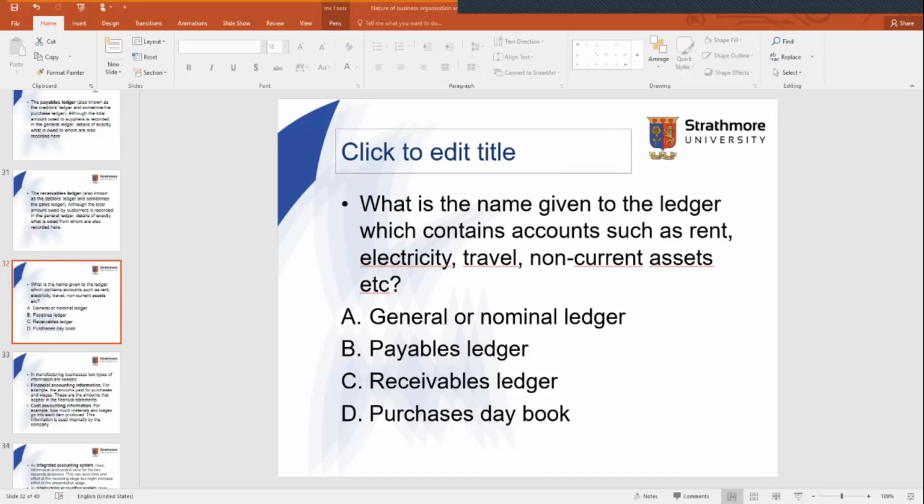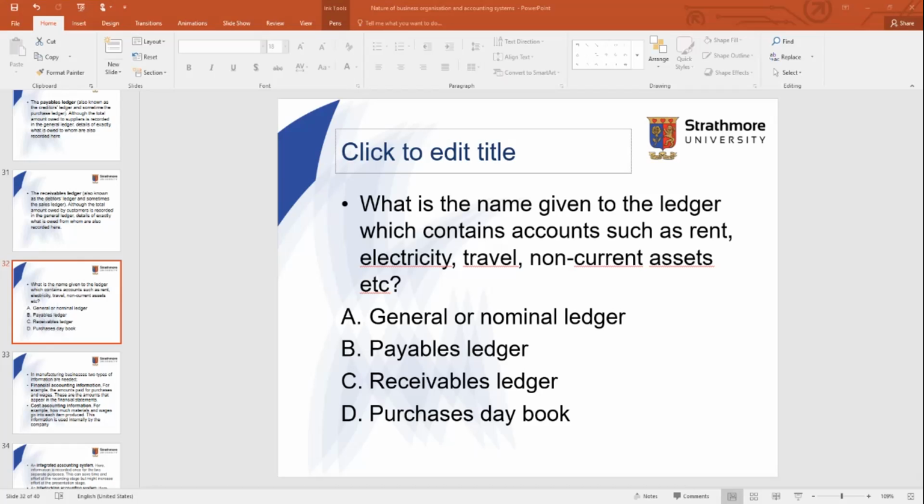As you can see, this ledger, as I have just mentioned, contains all the different accounts in the company. We have rent, electricity, travel, current assets, non-current assets. It's a whole sum. So this is a general ledger. It cannot be payables because here we're not dealing with purchases made on credit. The payables ledger deals with the purchases the company has made within a given time period. This is not about purchases. The receivable is about the sales the company has made within a given time period.